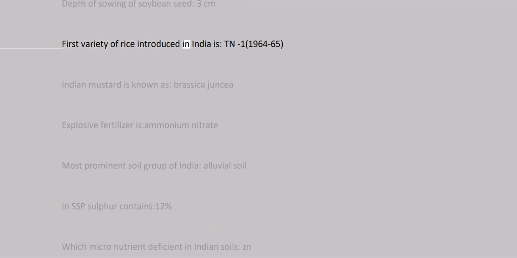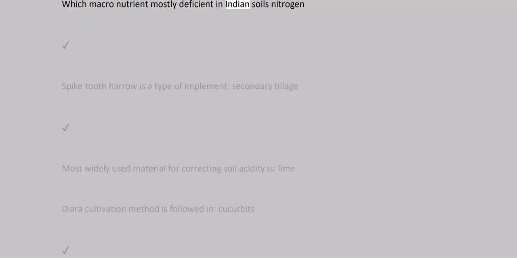First variety of rice introduced in India is TN-1, 1964-65. Indian mustard is known as Brassica juncea. Explosive fertilizer is ammonium nitrate. Most prominent soil group of India, alluvial soil. SSP sulfur contains 12%. Which micronutrient is deficient in Indian soils? Zinc. Which macronutrient is mostly deficient in Indian soils? Nitrogen. Spike tooth harrow is a type of implement.